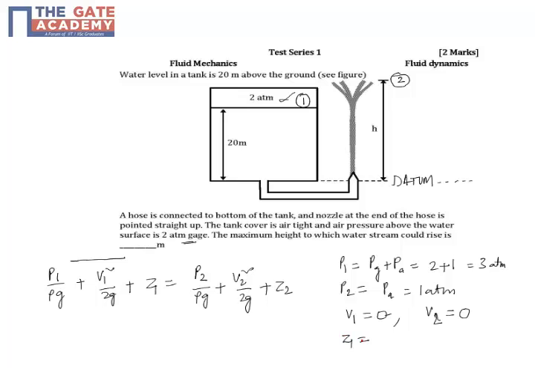Z1 is the height of reference level 1 from the datum, so from the datum it is 20, and Z2 is the height of level 2 from the datum, which is h. So that is the thing. Now once I get all the parameters, I substitute them here.